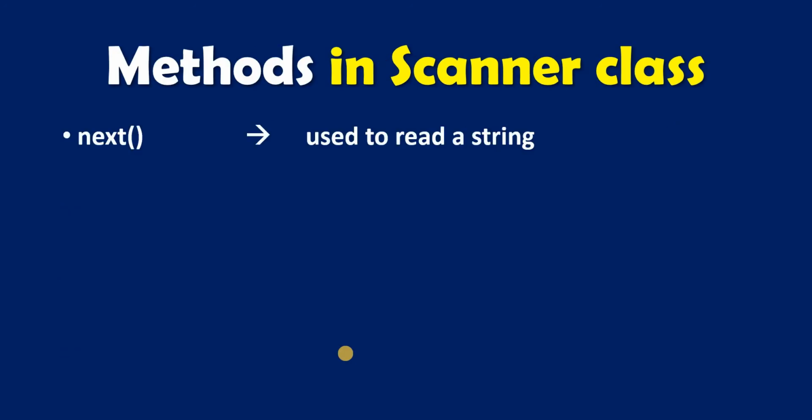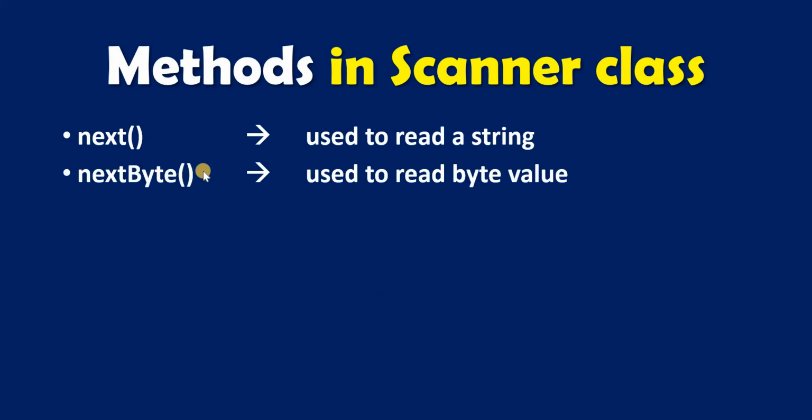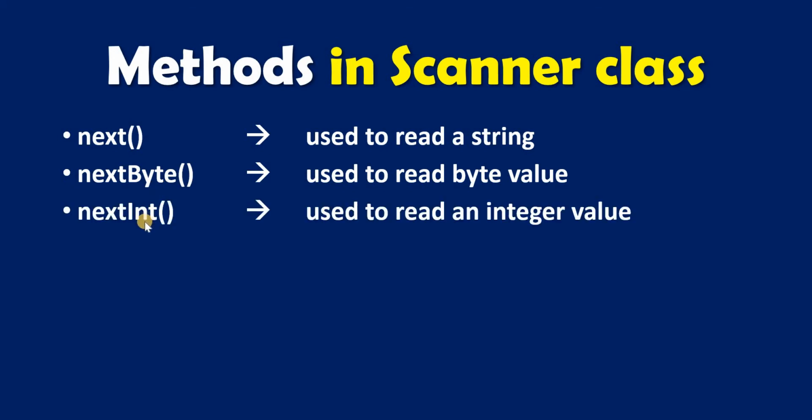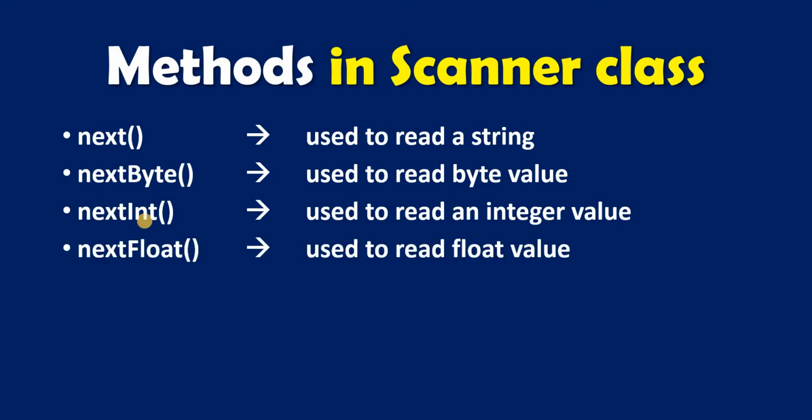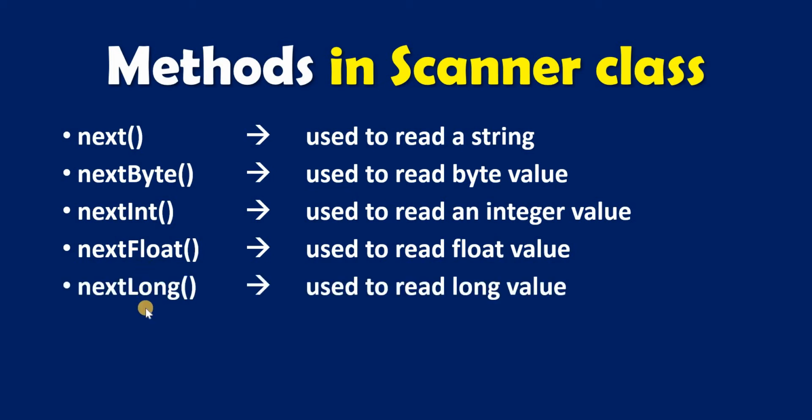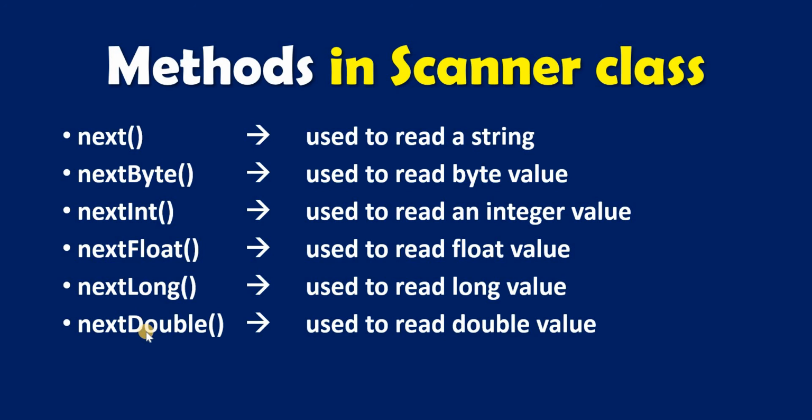We will see some important methods present in the Scanner class. The first one is the next method. This method is used to read a string, and the nextByte method is used to read a byte value. Next one is nextInt, used to read an integer. nextFloat, used to read a floating point value. nextLong, used to read a long value. nextDouble, which is used to read a double value.